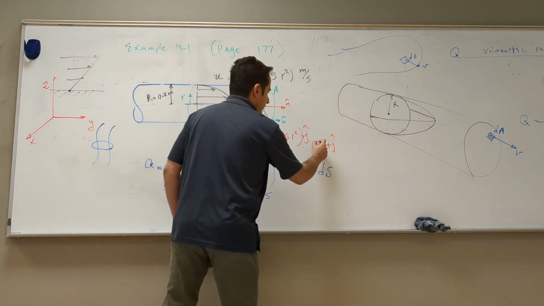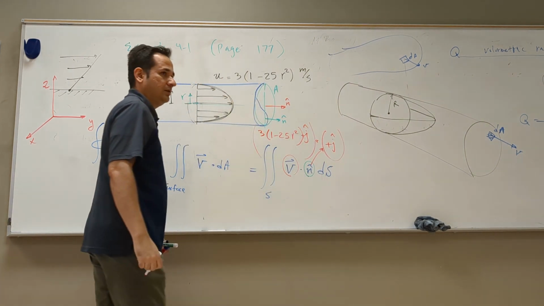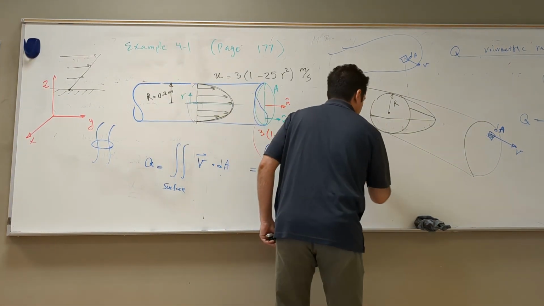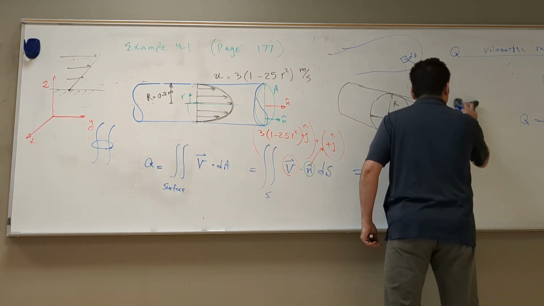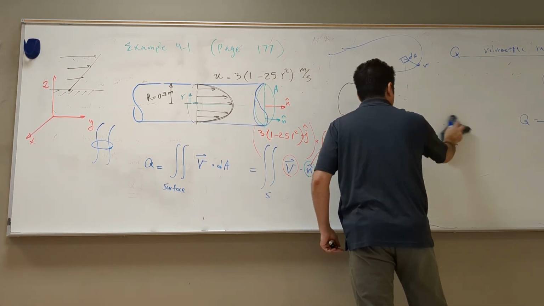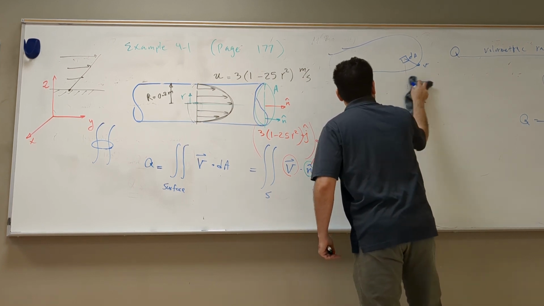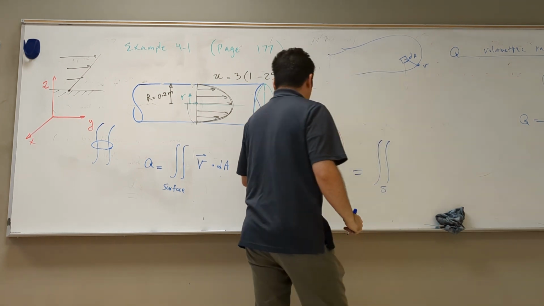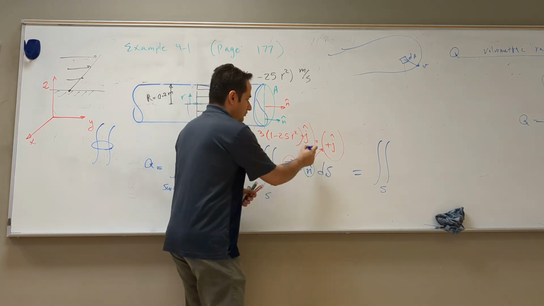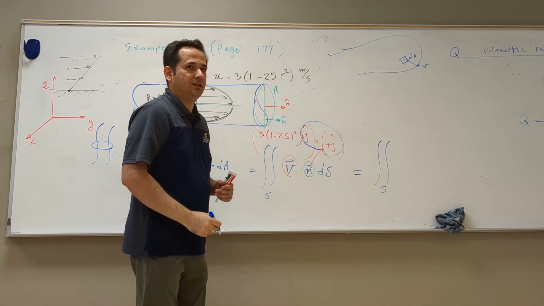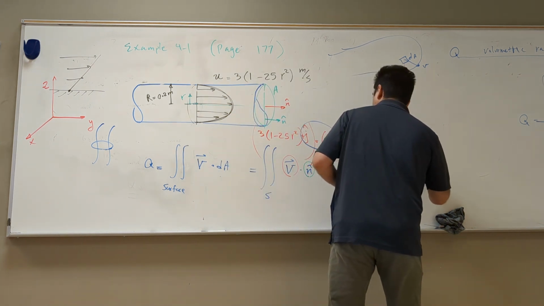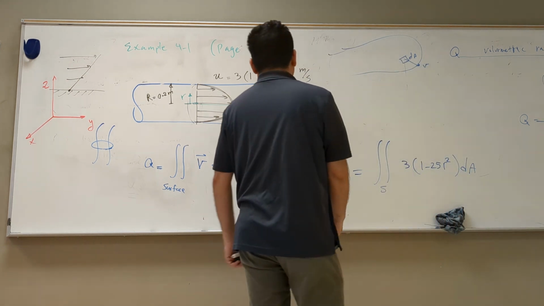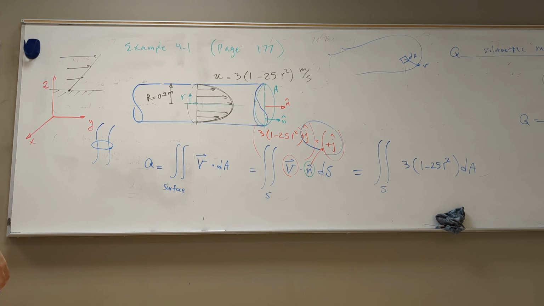So do the dot product of these two. What do you get if you do the dot product? You get the integral over the surface of this vector dot that. So you do j dot j. What do I get for j dot j? 1. So 1 times 3 times 1 minus 25 r squared, dA. So 3 times 1 minus 25 r squared dA.